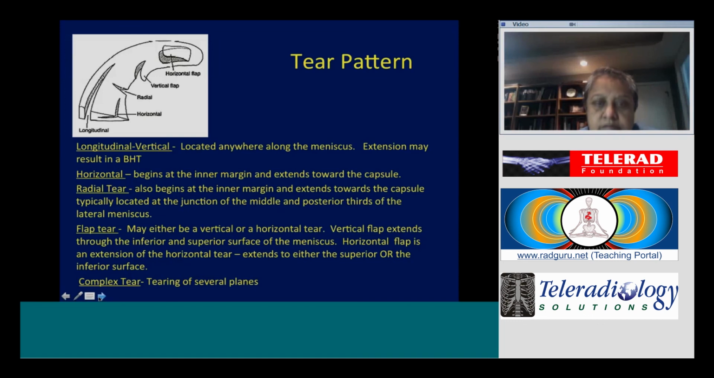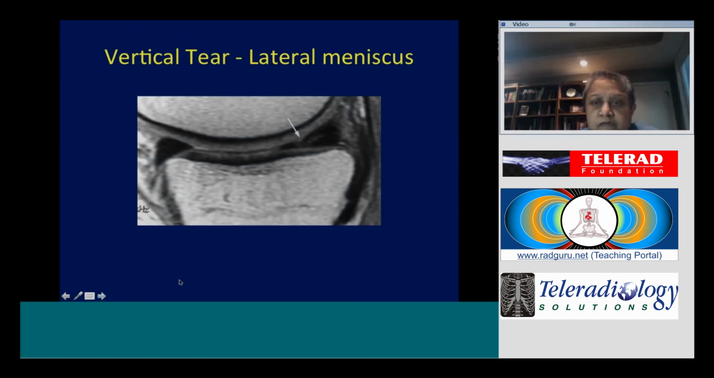Here is an example of a vertical tear. It's a very, very subtle divot that you are seeing along the superior aspect of the meniscus. And you will notice that there is an area of increased signal intensity below that, which may represent a degenerative change or increased sensitivity of the magnet.